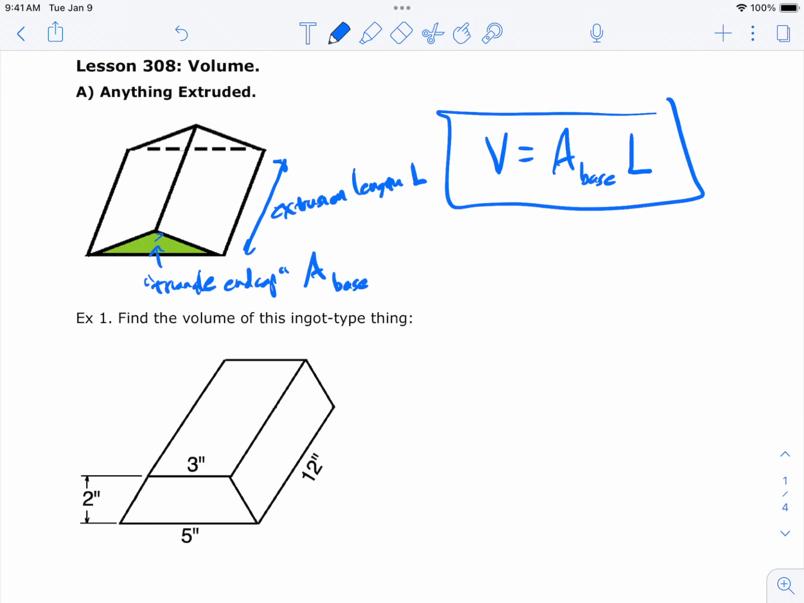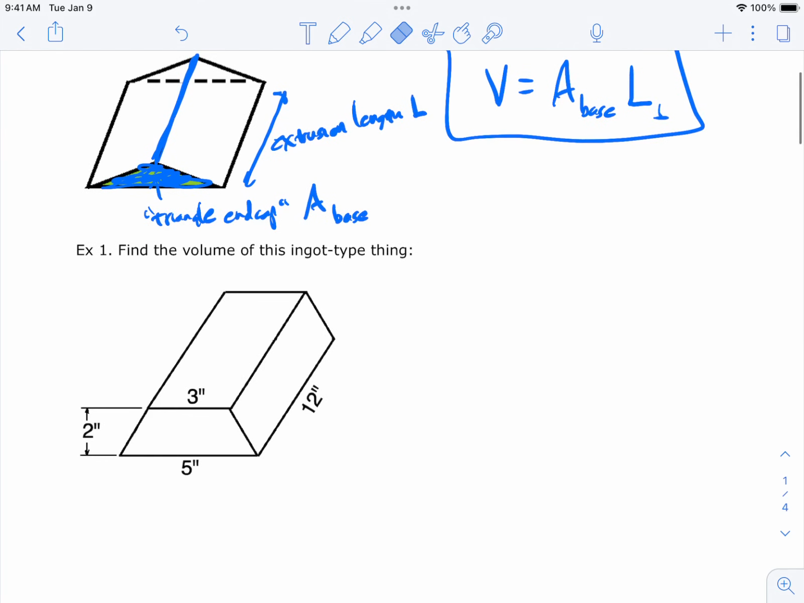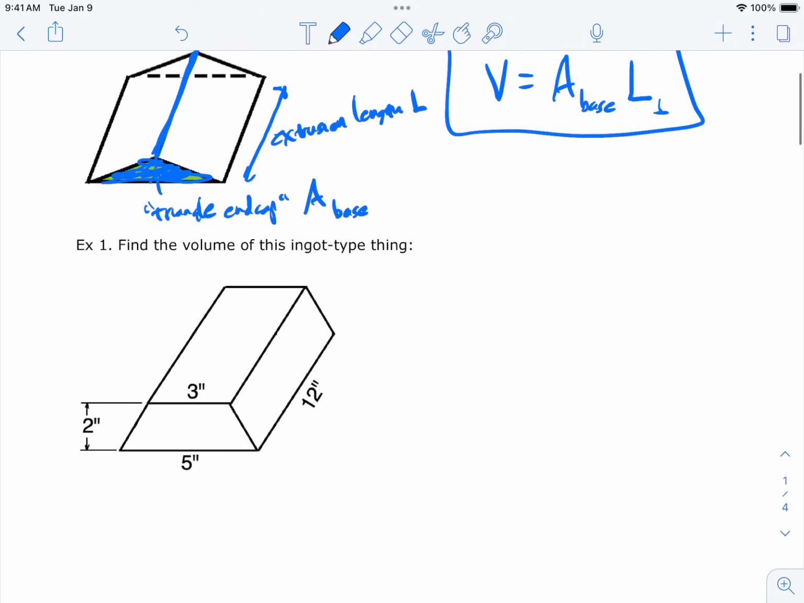Take the area of the end cap, whatever this face is, take that area and multiply it by this length right here. Now it should be a perpendicular length. You always do it perpendicular. But other than that, that's all you got to do. So then we got an ingot. Here's that ingot.